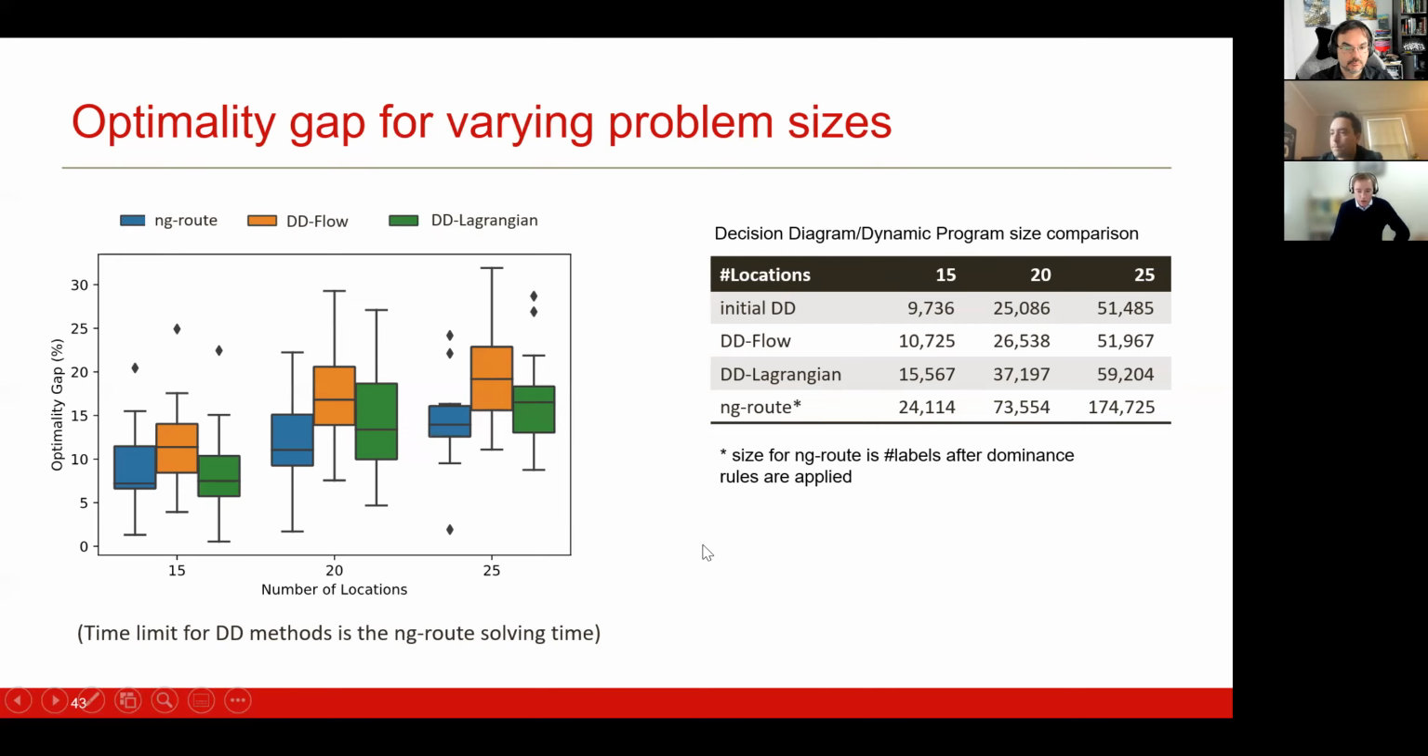Nice thing is that in terms of dynamic programming formulation, if you were to compare the states of the NG root with the states of the decision diagram, we use way fewer nodes or states in our decision diagram than the associated dynamic program, which has been trimmed for the NG root. So that's another interesting observation.